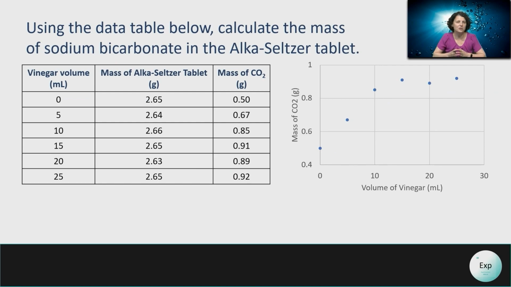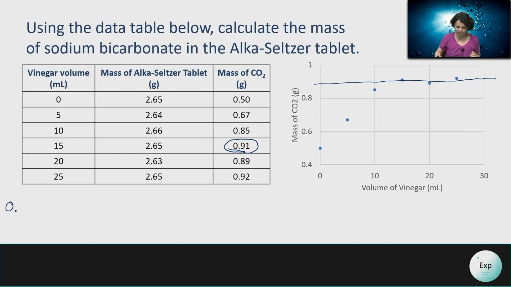From these numbers, we should be able to determine the mass of the sodium bicarbonate in the Alka-Seltzer tablets. We simply start with the mass of carbon dioxide, and we can use it at each step, or we can calculate a statistical average of the steps that are after the sodium bicarbonate became the limiting reactant. I am going to do it at each step. So I will demonstrate how to do it at the step at which we added 15 milliliters of vinegar to our solution, and it produced 0.91 grams of the carbon dioxide.